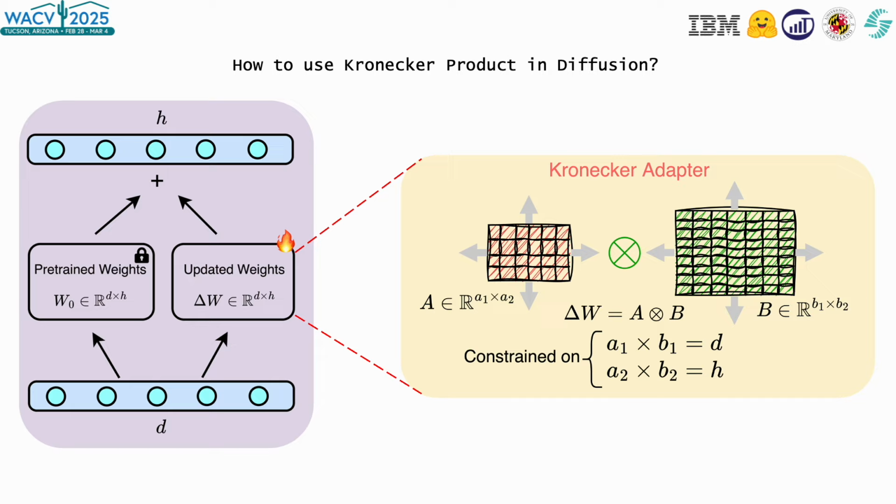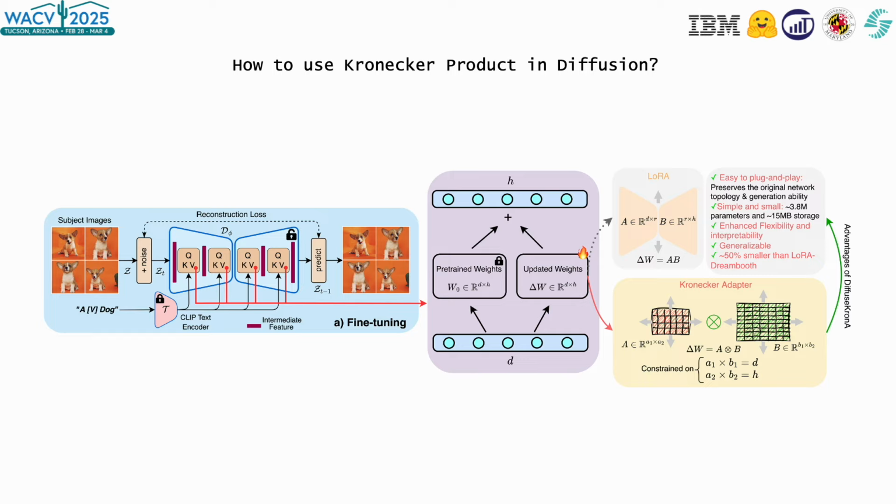We use Kronecker adapter to build these trainable layers, which allows very high parameter efficiency while capturing more information. Here is our overall training pipeline. We also present a schematic illustration of LoRA versus DiffuseKronA.